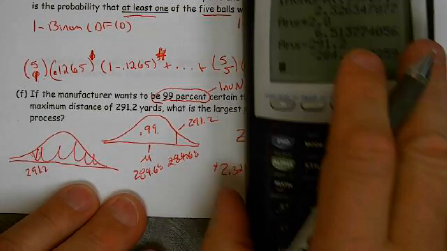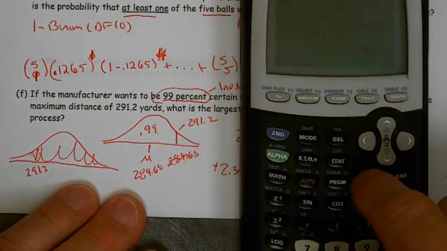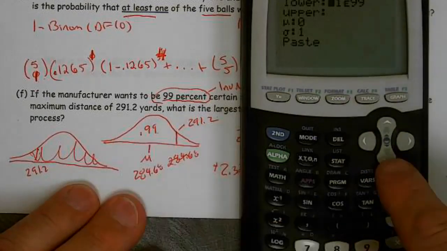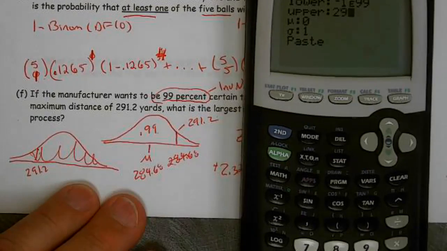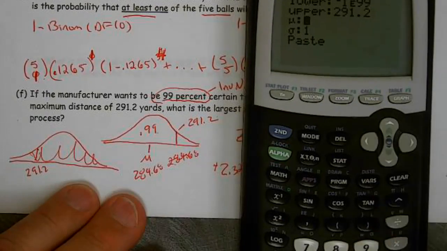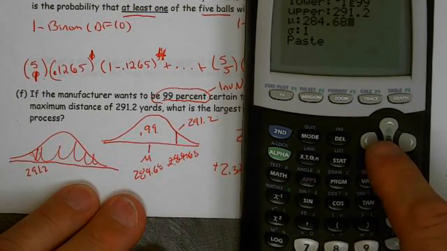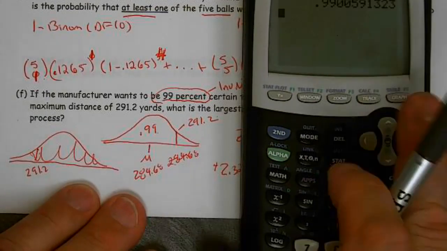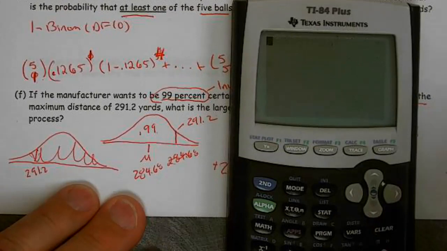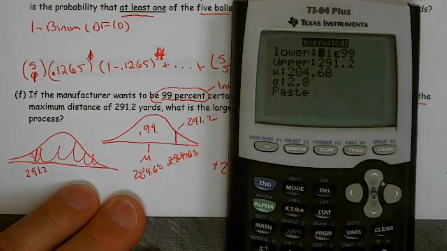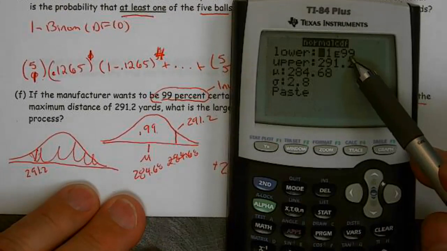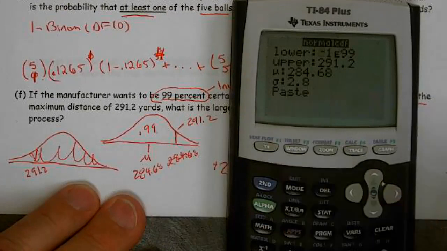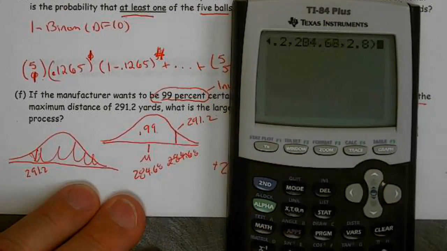So let's try that out. Let's check that out, because we can check that with the norm CDF, second vars, norm CDF, lower bound, negative infinity, upper bound, 291.2, we can't exceed that. Mean happens to be 284.68, and our standard deviation is 2.8. And sure enough, I get about 99%. I'm going to do that one more time. Second vars, normal CDF, lower bound, negative infinity, upper bound, 291.2, because I can't exceed that. My mean of 284.68 and standard deviation of 2.8. And I get about 99.